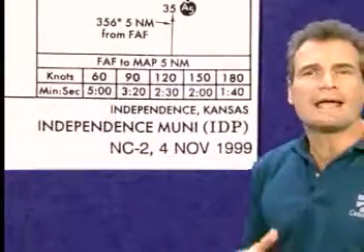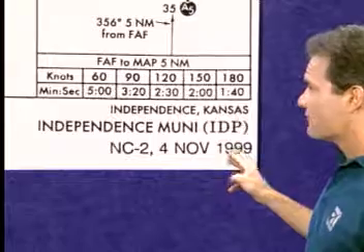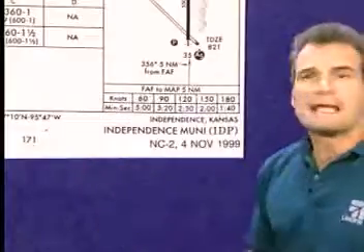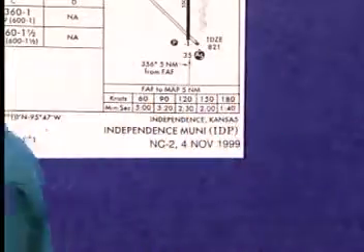NC2 under the airport name tells you that this approach is in the North Central number 2 volume, and next to it you'll see the effective date. This information and the page number over here in the center can be helpful in putting a loose leaf chart back into the proper place in the book.